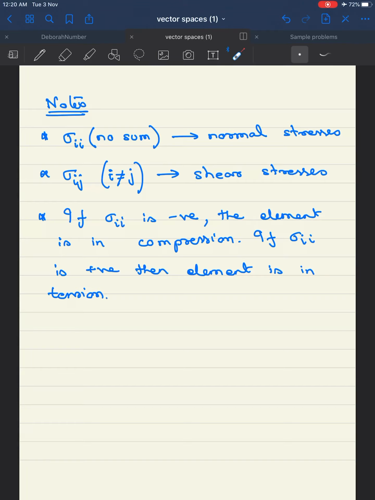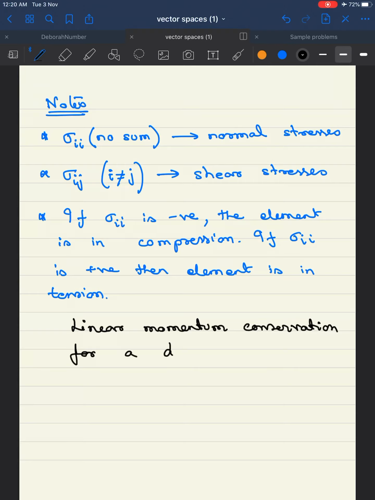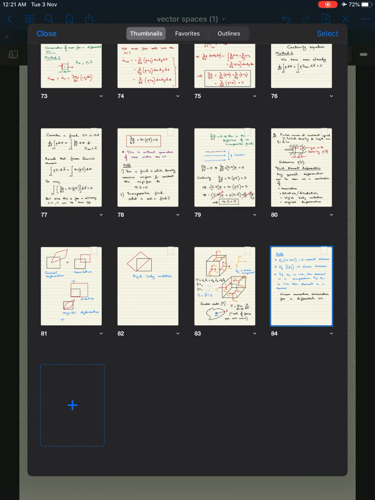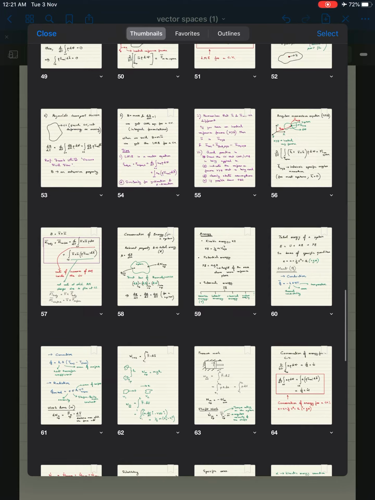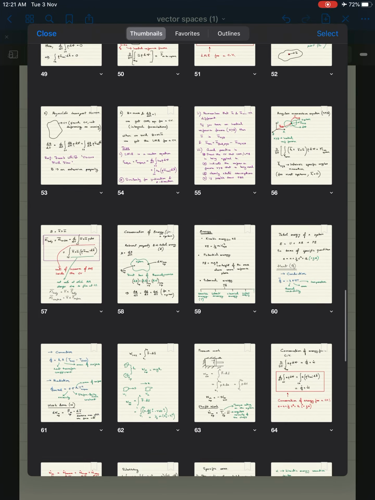I am not going to do that because I want to move on to something else, which is linear momentum conservation for a differential control volume. Now if I go back, we've done this before. Just a second, I'm searching for where we did that.